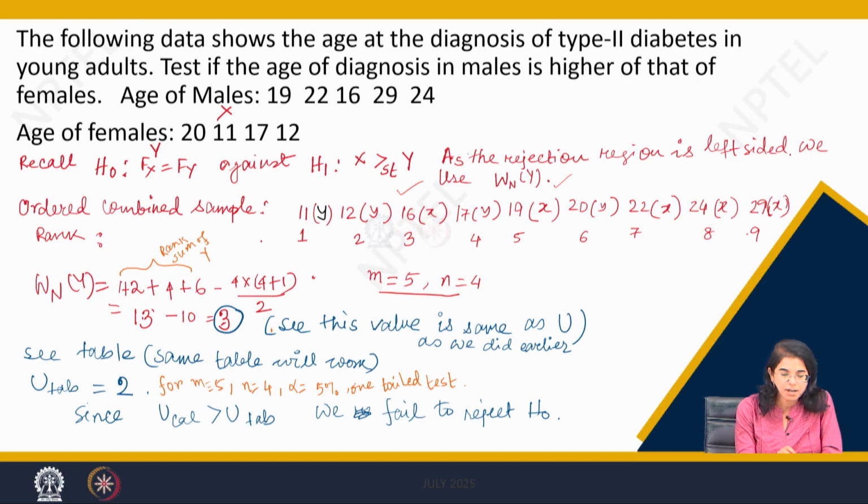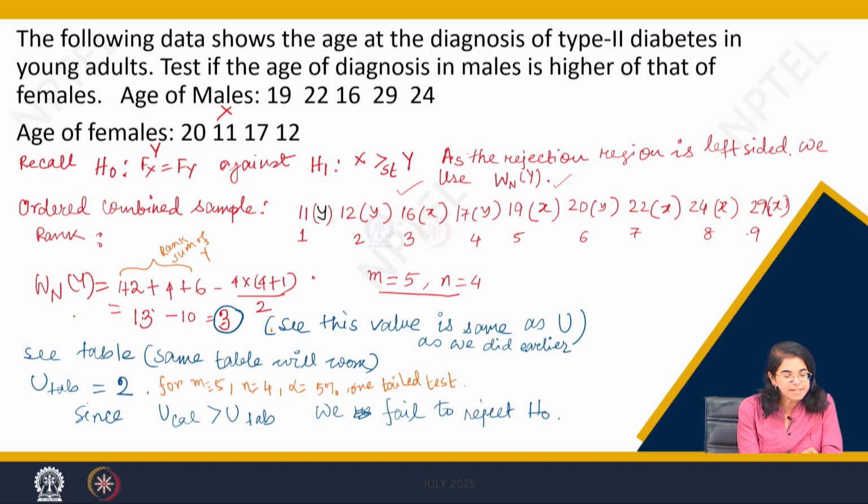Now, the ordered combined sample. So, we have to combine the two samples. Here you can see 11, 12, 16, 17. And by the side of the observations I have also mentioned whether the observation is coming from Y or from X, and so forth. Now, find out the ranks: 1, 2, 3, 4, 5, 6, 7, 8, 9. We are safe because there is no tie case.